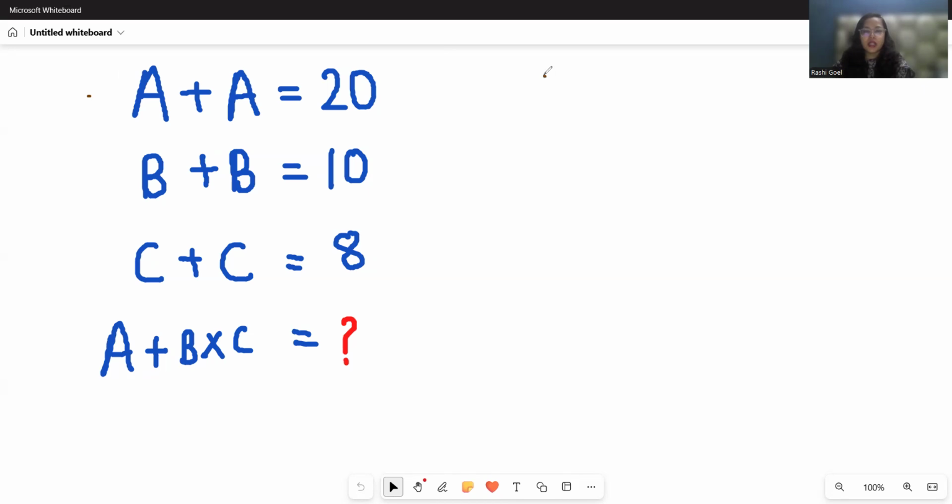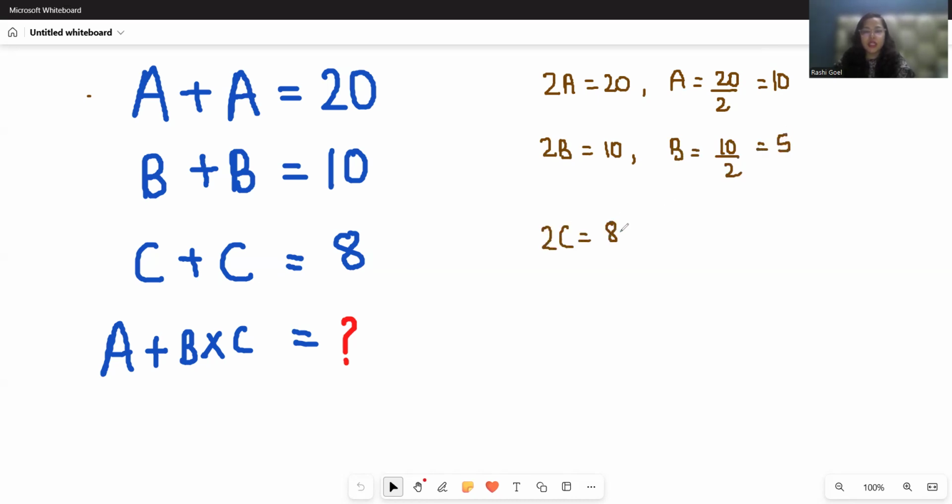Now a + a is 2a, which equals 20, and to isolate a we divide both sides by 2, so the value of a is 10. Similarly, 2b is 10, to isolate b divide both sides by 2, so the value of b is 5. 2c is 8, so c equals 8 divided by 2, that is 4.